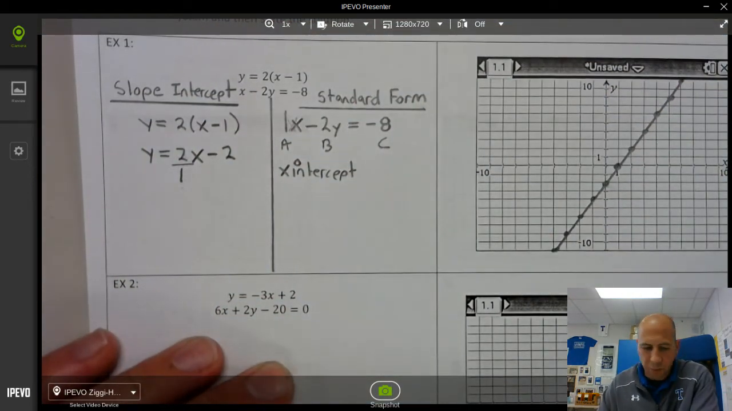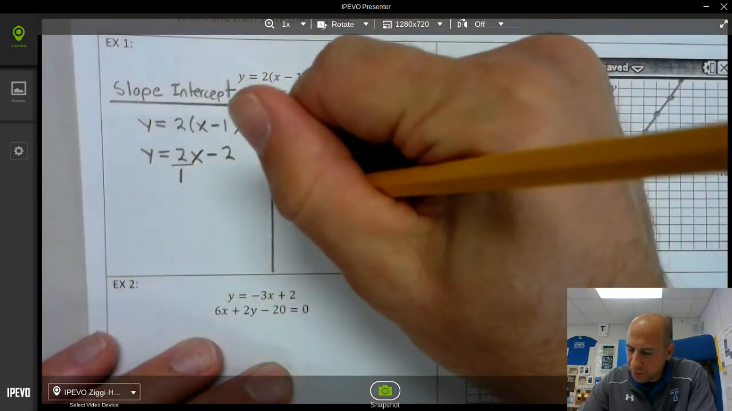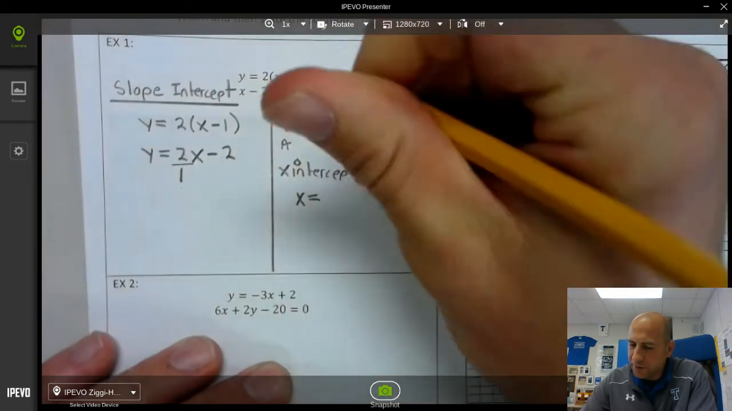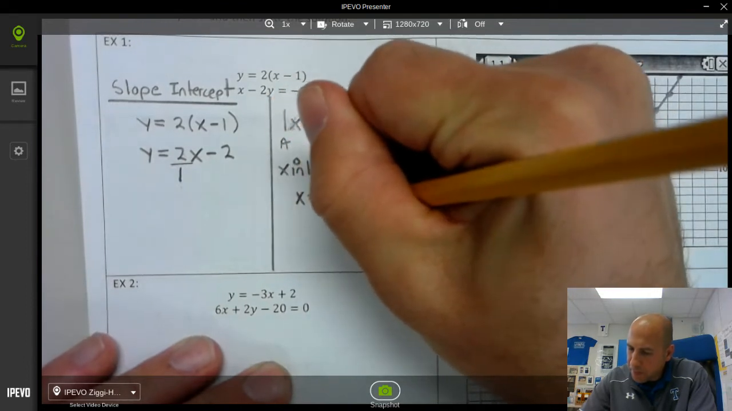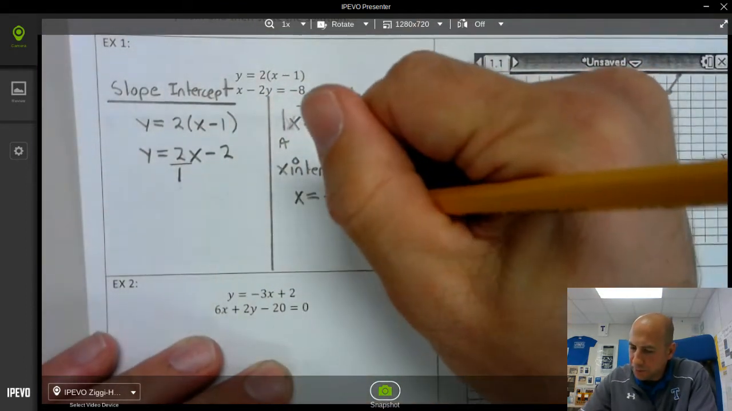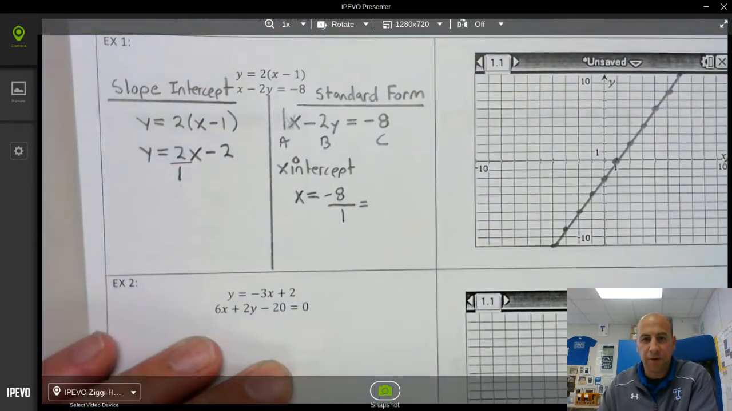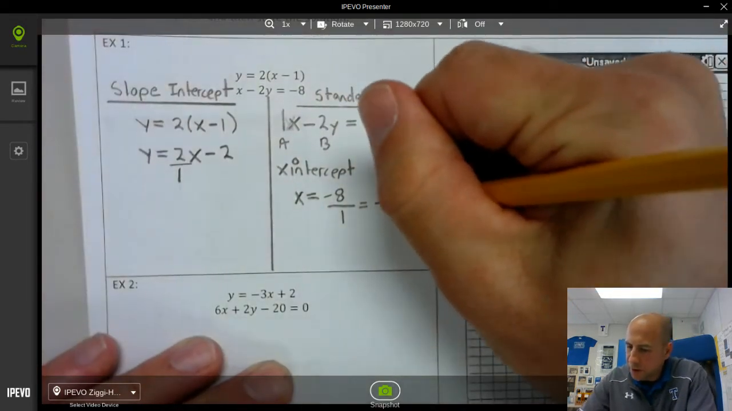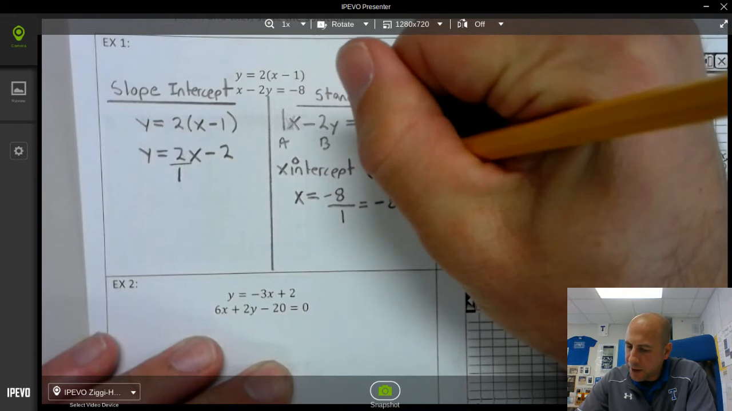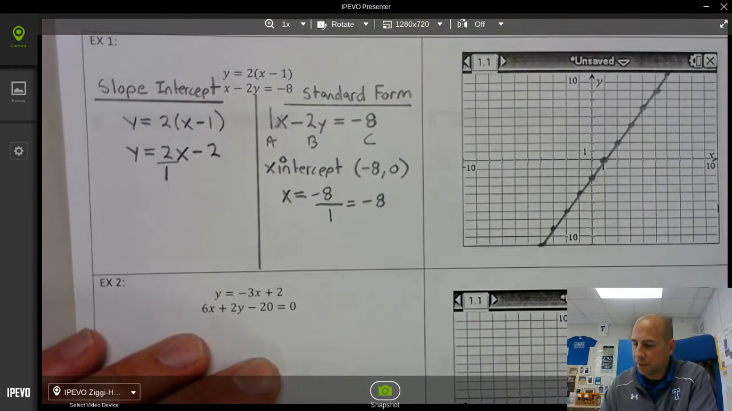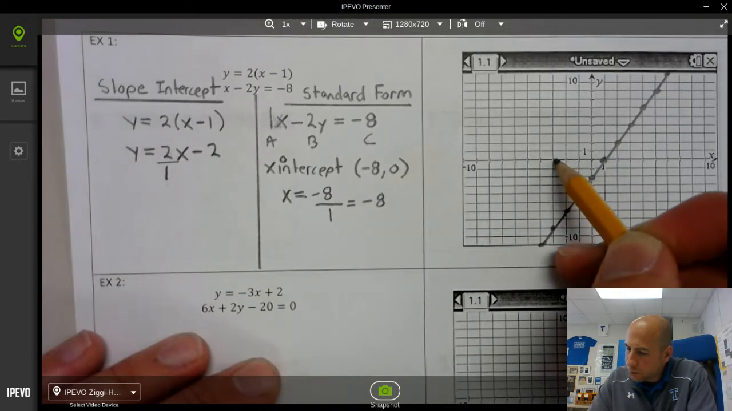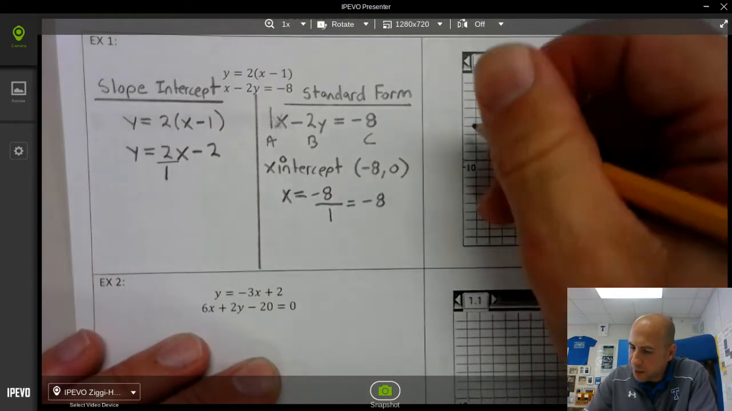All right, so the x-intercept we know is x, I'm using notes, x equals c divided by a. So c is negative 8, and a is 1. So negative 8 divided by 1 is negative 8. So our x-intercept is negative 8, comma 0. So we can plot that point. So negative 1, 2, 3, 4, 5, 6, 7, 8, negative 8, 0.